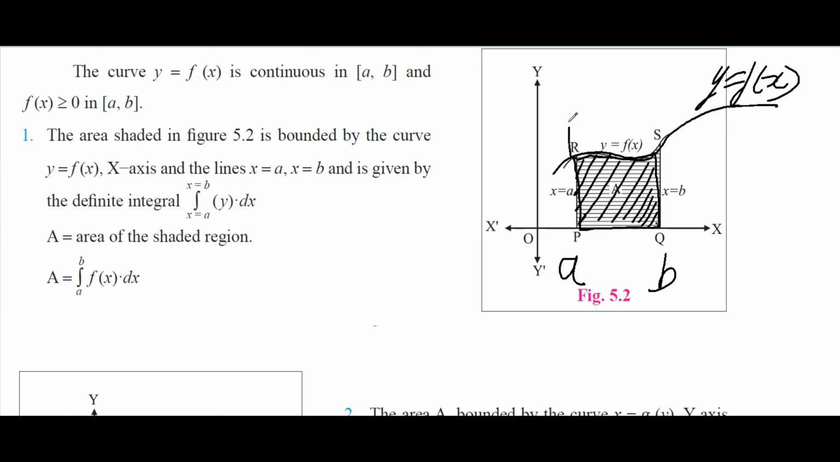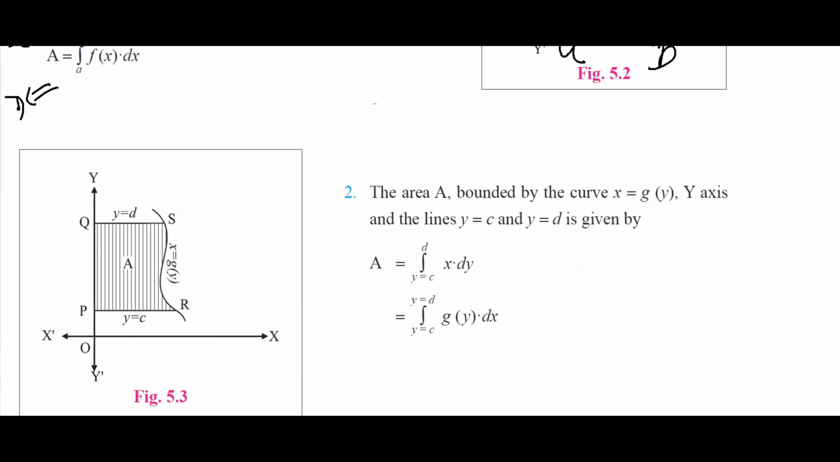This is line one. What is the equation of this line? x is equal to a. What is the equation of this line? X is equal to b. What is the equation of this curve? Y is equal to f of x. So all this area is denoted by like this. This says x is equal to a. This says from x is equal to a to x is equal to b f of x dx. Okay, so that's what it is.